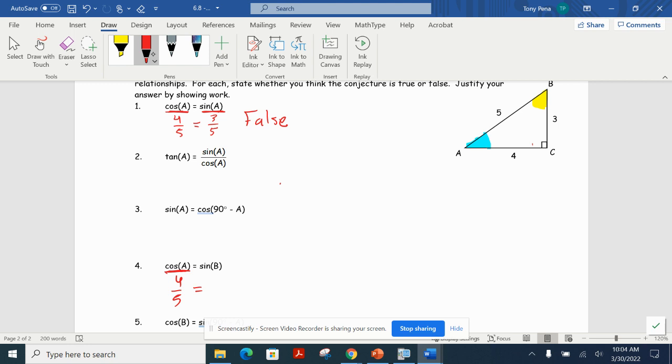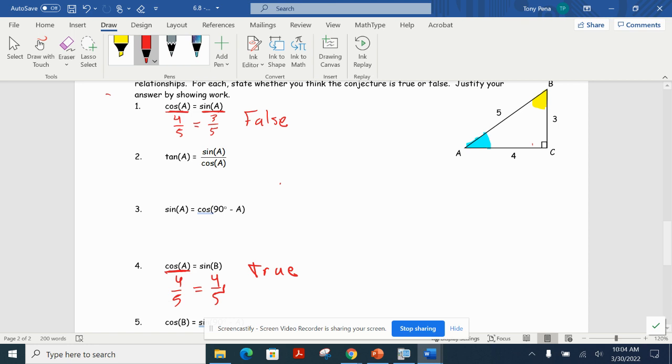So Ben, what do you think the sine of angle B would be? Good. Opposite of angle B is 4. The hypotenuse is 5. So was this true? Yeah. So that will be a true statement. Okay. The sine and cosine are equal to each other if we're doing the other two angles, the opposite angles of each other. Okay. All right.